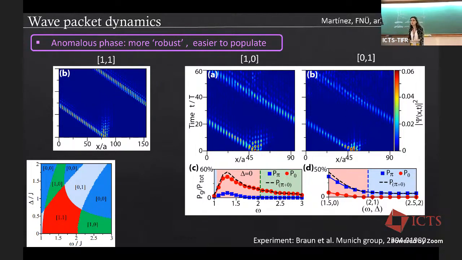And then in terms of edge transport and dynamics, they give a much clearer signature in these dynamics. This has also been seen experimentally in Munich. If you have an anomalous edge system, it's easier to observe.